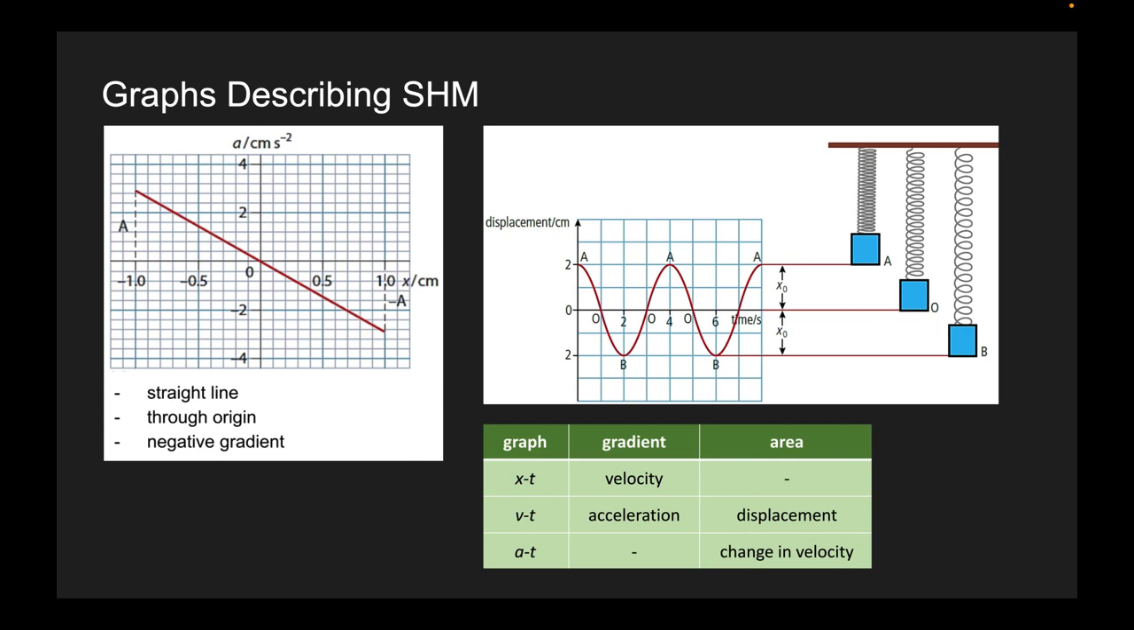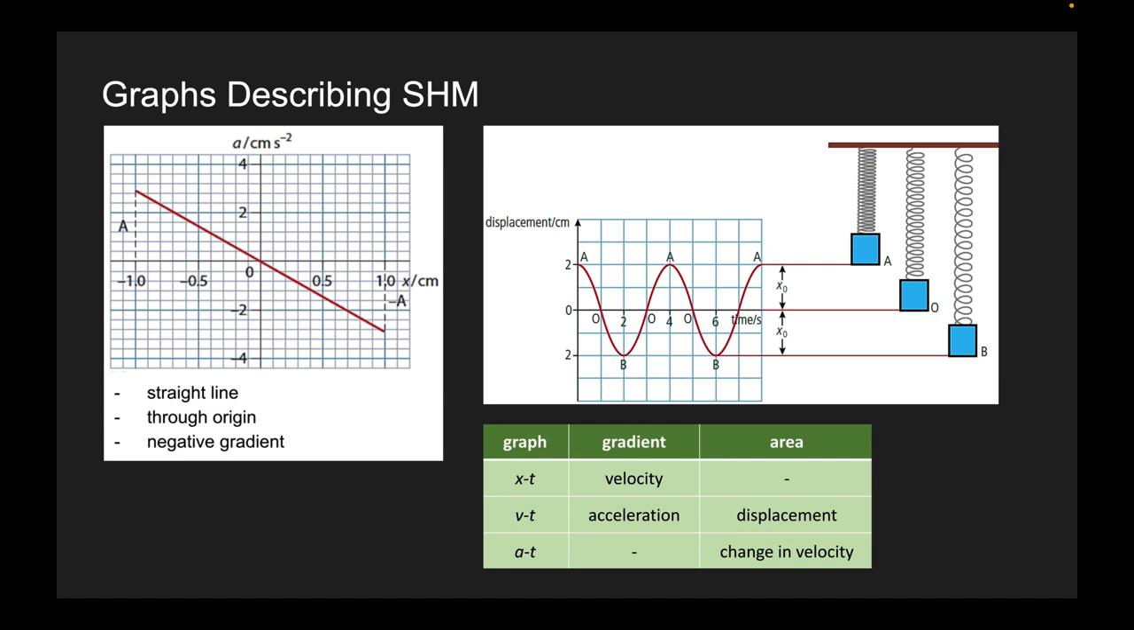Graphs describing simple harmonic motion are an important part of this unit. So the first graph that we'll discuss is an acceleration displacement graph. Main feature of this graph is that there is a straight line with a negative gradient that passes through the origin. Gradient is negative because in simple harmonic motion, acceleration is directly proportional to displacement, but in the opposite direction. Next graph is the displacement time graph. In the diagram, a displacement time graph related to displacement of the object is presented.